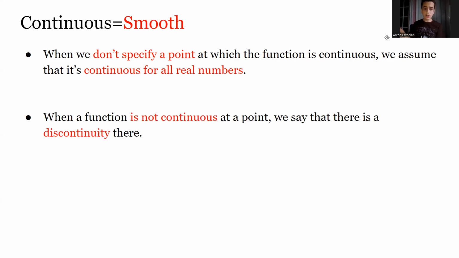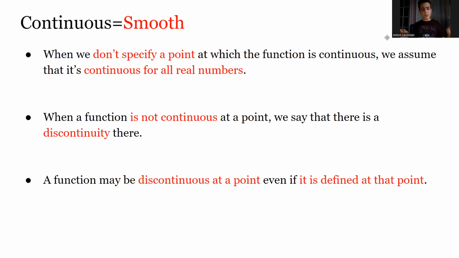When a function is not continuous at a point, we say that there is a discontinuity at that point. So for instance, in the previous example, the red function and the blue function had a discontinuity at x equals -1.